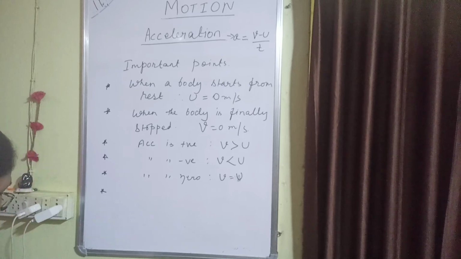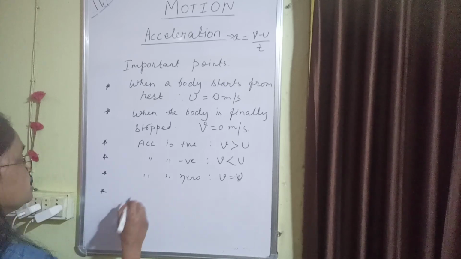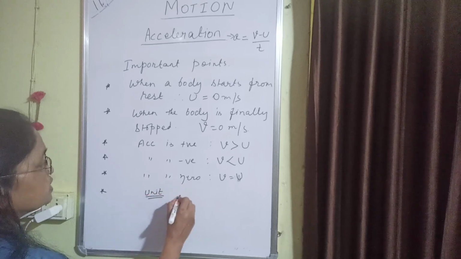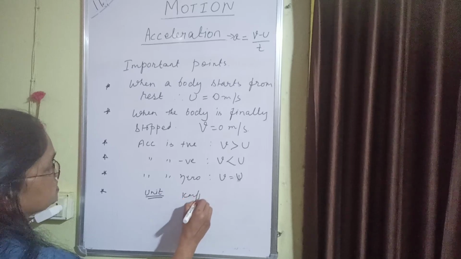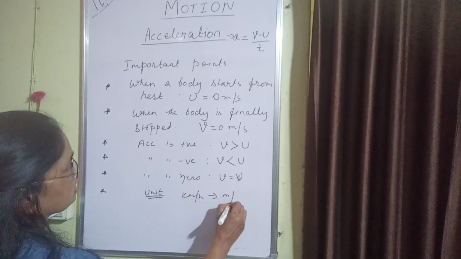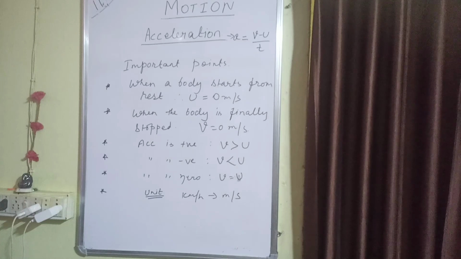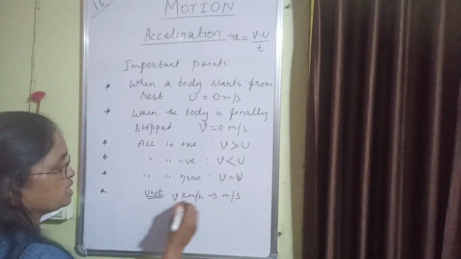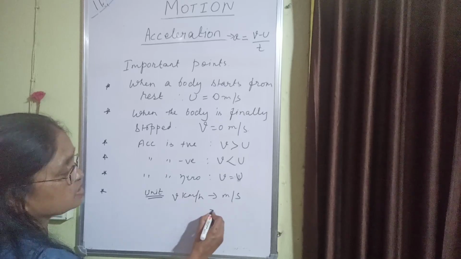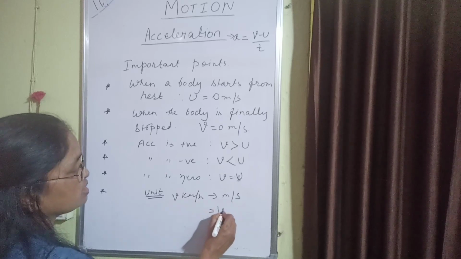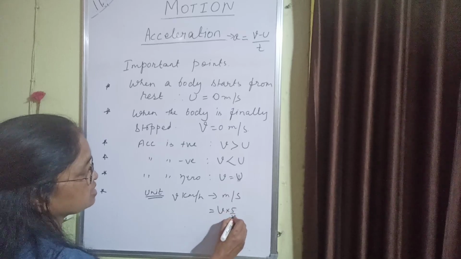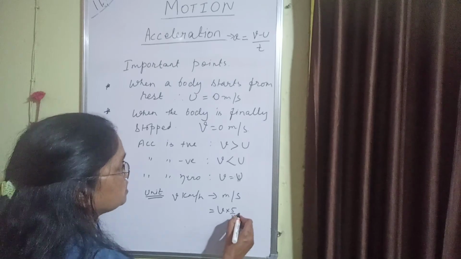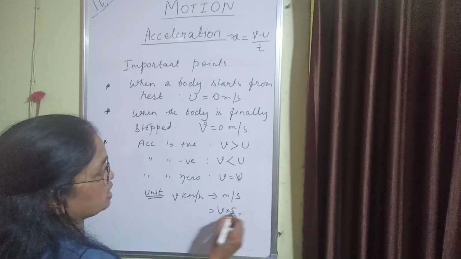Now when you solve a numerical, take care of units. If it is in kilometer per hour, change it into meter per second. Suppose it is given as V kilometer per hour, then how will you change it? V into 5 by 18. You are thinking, how did that come?